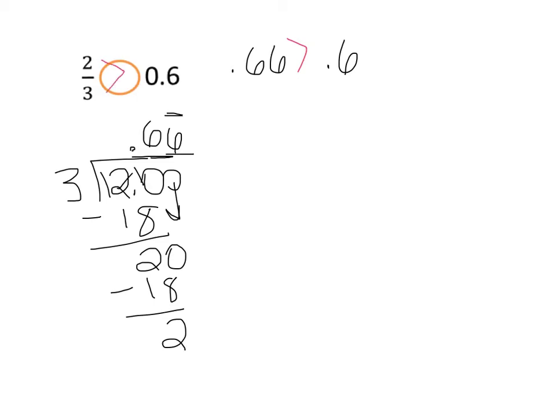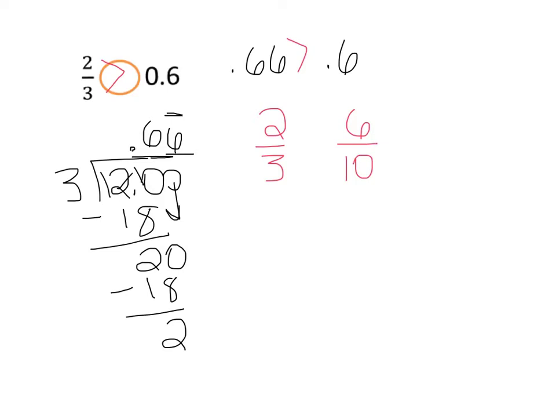Now, another way you could have done this was take 2/3 and change 0.6 into a fraction, or 6/10. So I would have 6/10, and I would need to compare these two fractions. Well, we know how to do that. We need to find a common denominator. So, the common denominator between 3 and 10 would be 30.